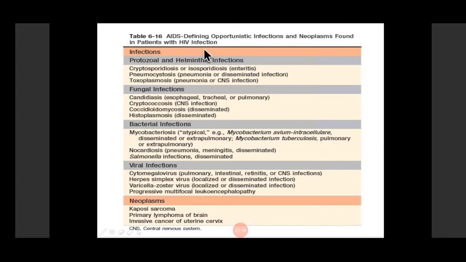This is given in your book. This is the list; sometimes a short note comes asking you to enumerate the opportunistic infections and neoplasms in HIV patients. So this table is very important for you, as it comes in exams. Protozoal infections: normally these infections are not very common in immunocompetent individuals.